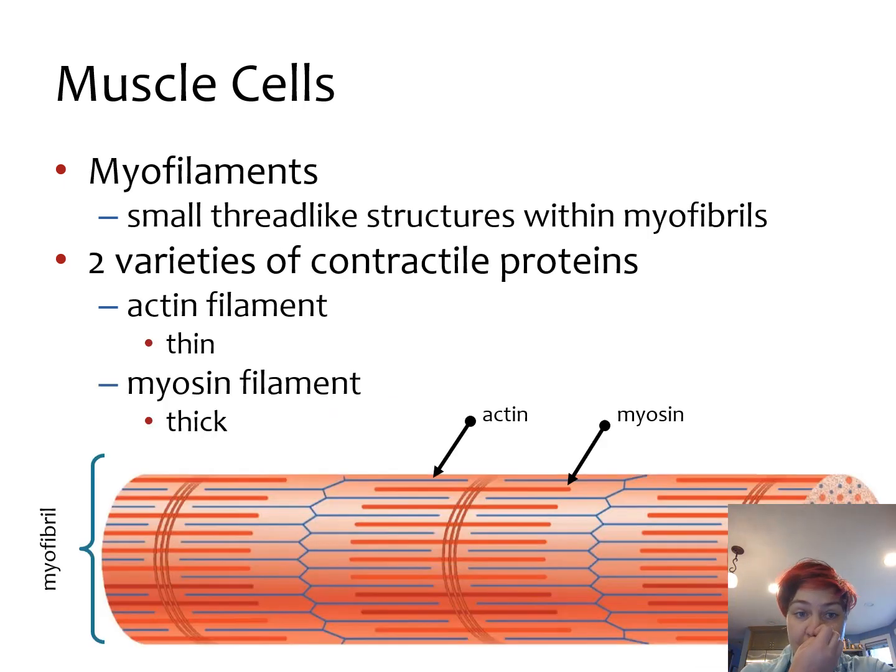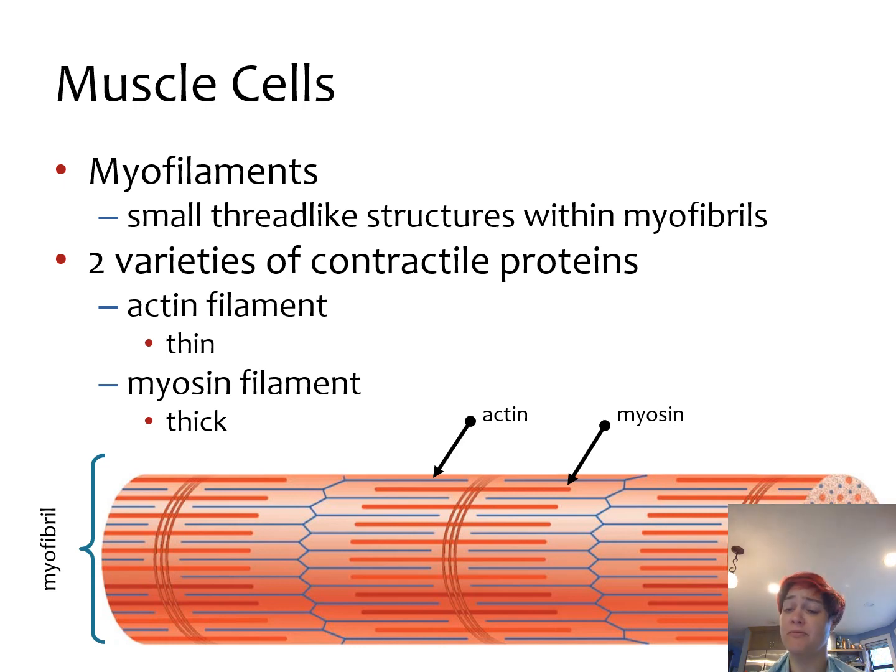Okay. Within these myofibrils, right? So we have our muscle cell, and then in our muscle cell or our muscle fiber, we have myofibrils. So we're now looking at one myofibril. Within these myofibrils, we have what are known as myofilaments. So these are really thin, small thread-like structures throughout the myofibrils. There's two of these, and they actually work together to make a muscle contract.